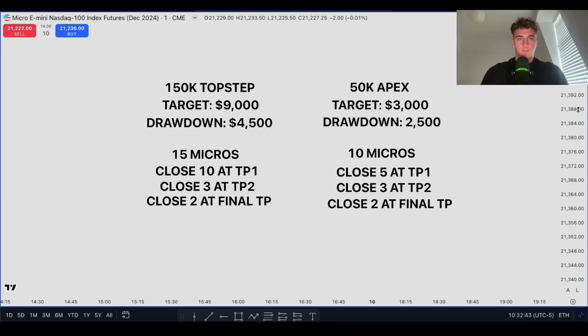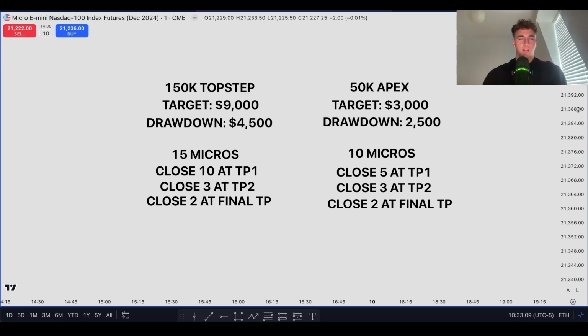I've created a full risk management plan here for two scenarios. If you're going with Apex, usually I recommend that you go with the 50K account because it's just one of the easiest accounts to pass. Very, very simple. Your drawdown is $2,500, and your target is 3,000. So pretty much a one-to-one when it comes to risk reward.